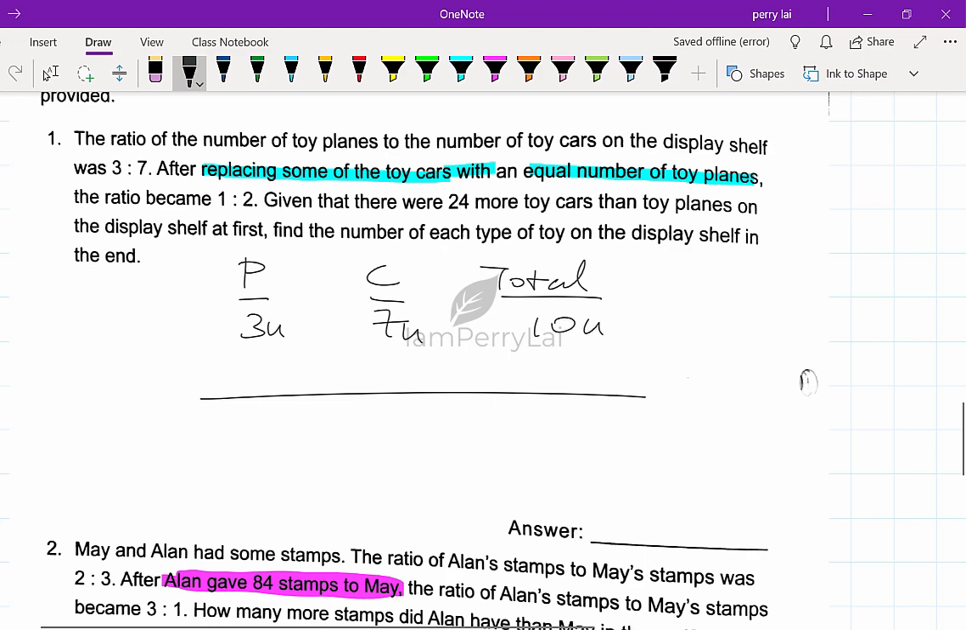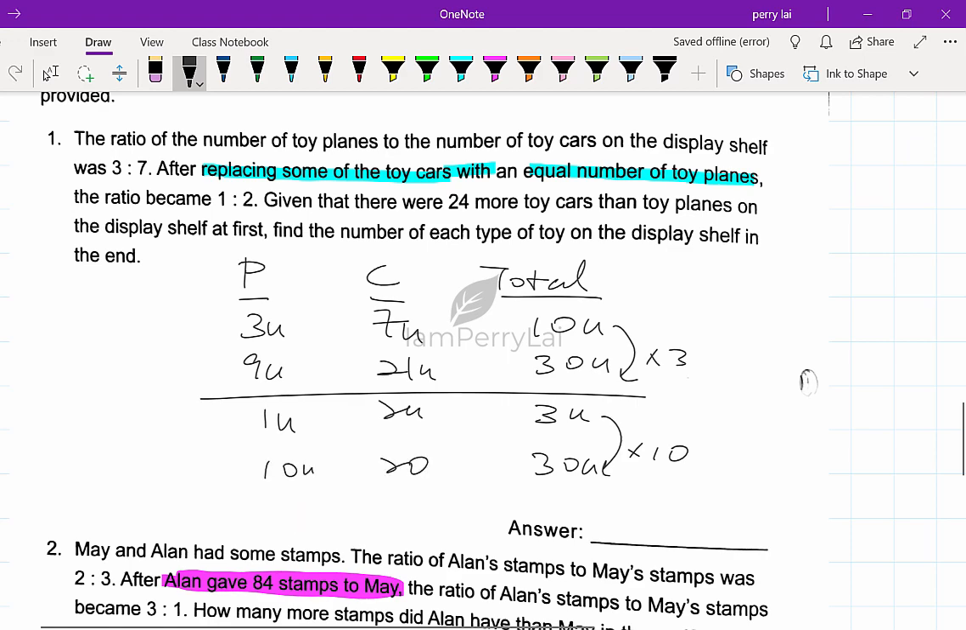10 units here, and then it became, let's say, 1:2. I'm going to check whether the ratio is still planes to cars. It is 1:2, which makes 3 units here. It doesn't make sense yet because the total is supposed to be the same, so we're going to multiply to make them equal. Following this, you multiply by 3 at the top row, and by 10 at the bottom row.